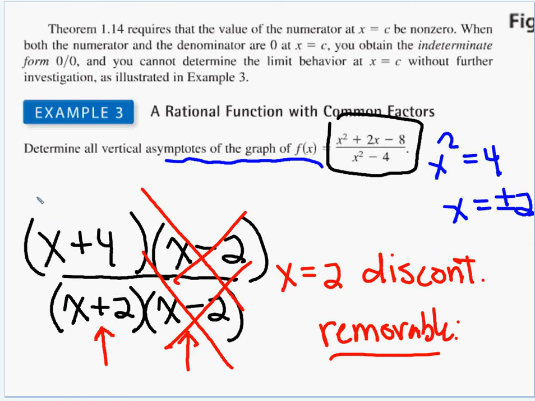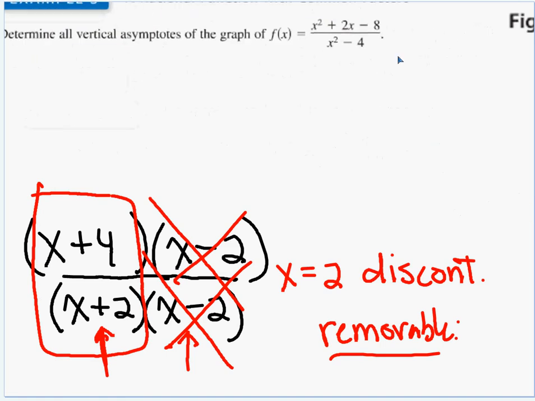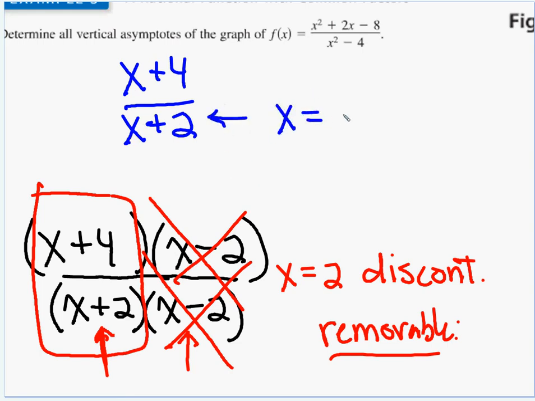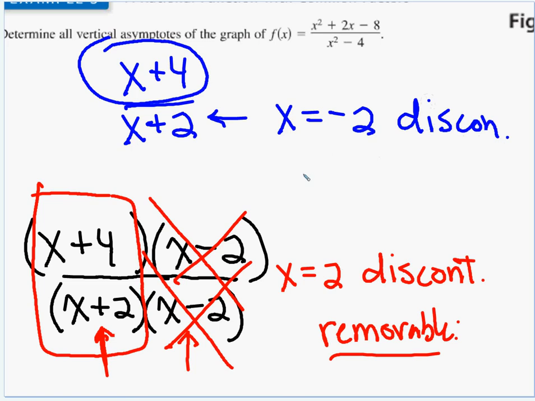But over here now, we've still got this part that was not canceled. If we set this denominator equal to 0, let me rewrite it. We've got x plus 4 left in the numerator, x plus 2 downstairs. So now, where this is going to equal 0, at x equals negative 2, if we put negative 2 in the numerator, that's also going to give us a positive 2. So this will be a vertical asymptote. It's not removable. We cannot cancel it. So x equals negative 2 is also a discontinuity, but it is a non-removable asymptote.